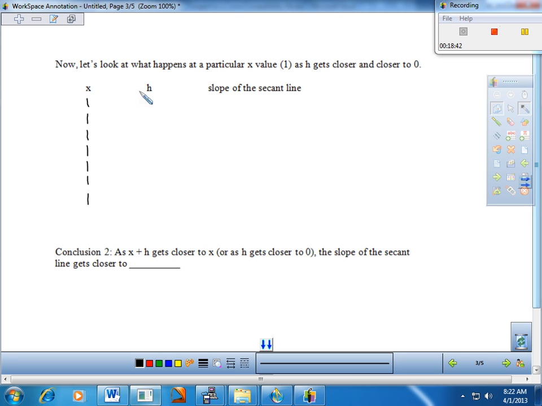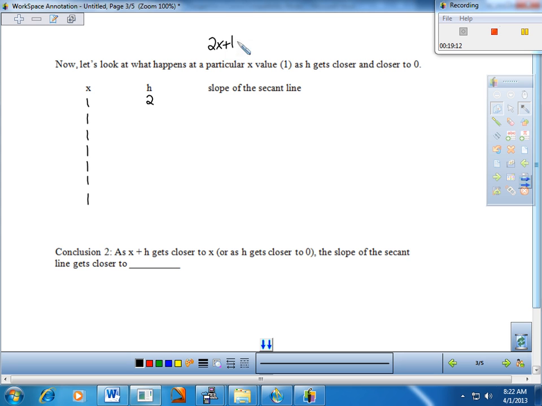Remember, the h value is the horizontal distance between the first point and the second point. And so I'm just going to pick a number. I'm going to start it out relatively small. I'm going to let h be 2. Okay, and based on those two things, I'm going to have to get my answer from the front side up here.